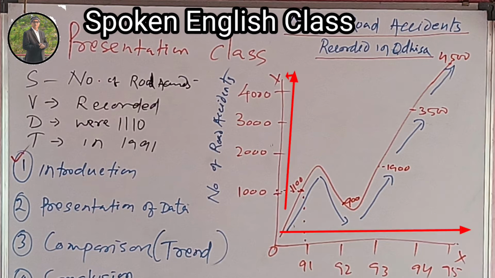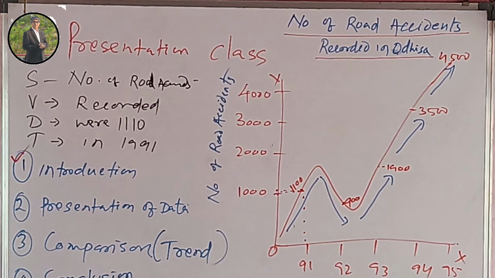In the OX axis, you observe one thing. This is time from 1991 to 1995. And the OY axis represents the number of accidents in Odisha. Okay. So here the thing is that in which year how many accidents have taken place and whether there is a rise or fall in the accidents in Odisha, you have to express year wise.